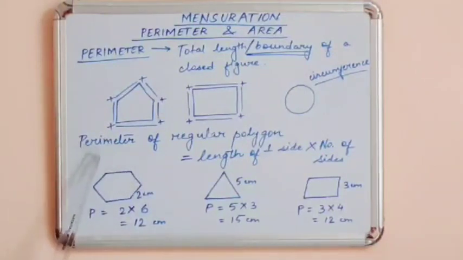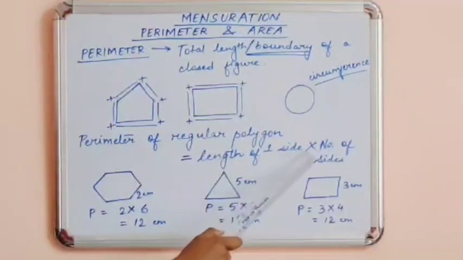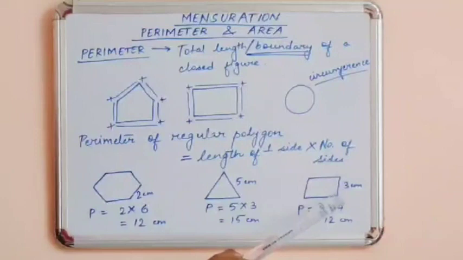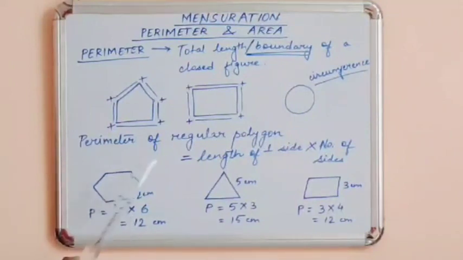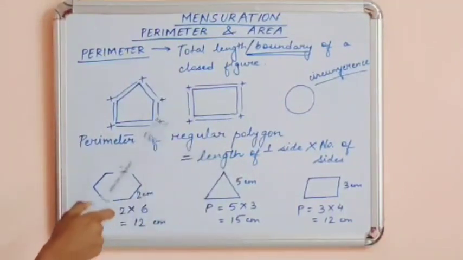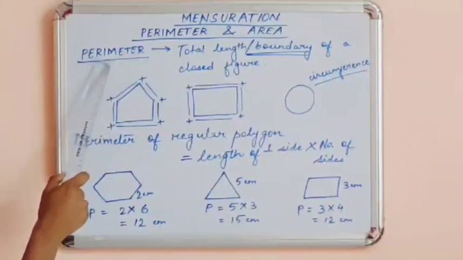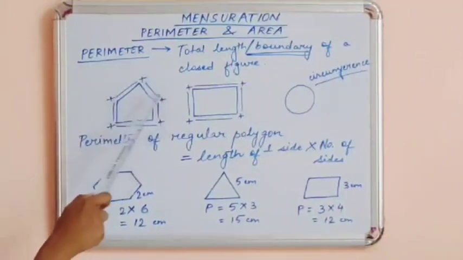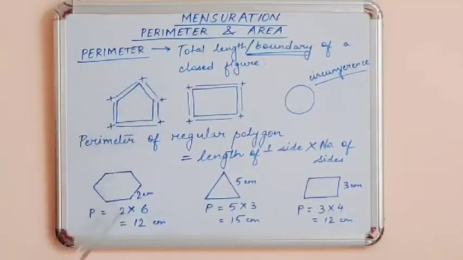So the formula for calculating the perimeter of a regular polygon is length of one side multiplied by number of sides. This figure is a 6-sided figure or a hexagon. It is a regular polygon, or a regular hexagon. So we can simply use this formula. Other than that, previously what we had discussed, that perimeter means the addition of all the sides, we could also do it in the same way.